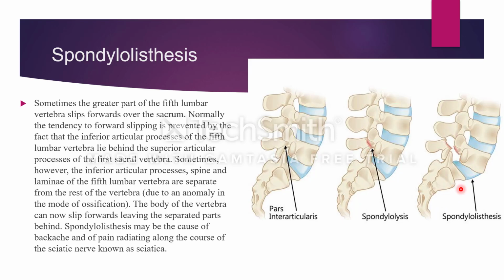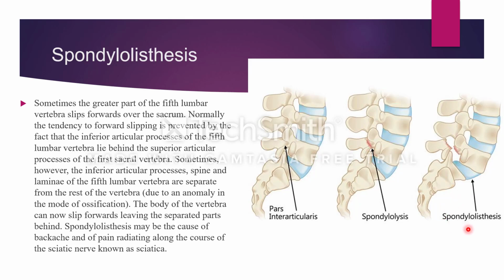First of all, there can be a fracture. This is named as spondylolysis. This is the fracture of the fifth lumbar vertebra, and after the fracture, the fifth lumbar vertebra will slip over the anterior part of the sacrum. This is named as spondylolisthesis.